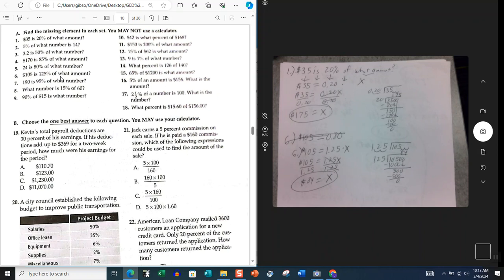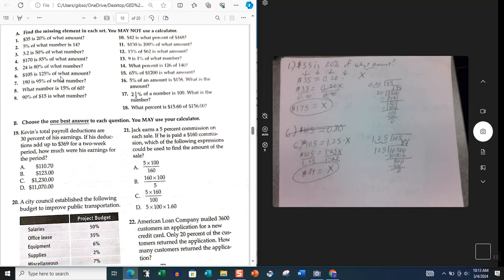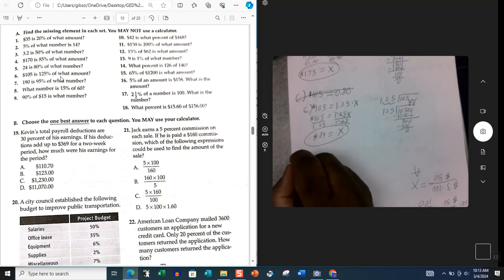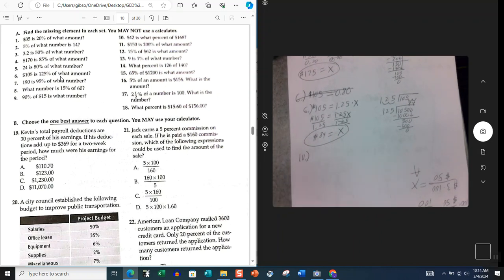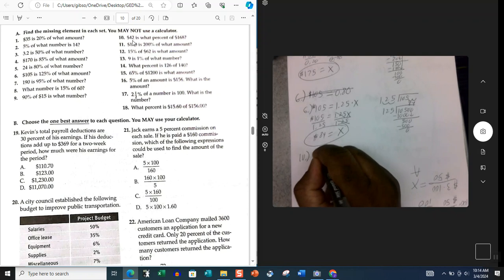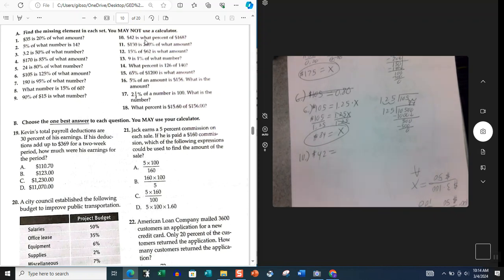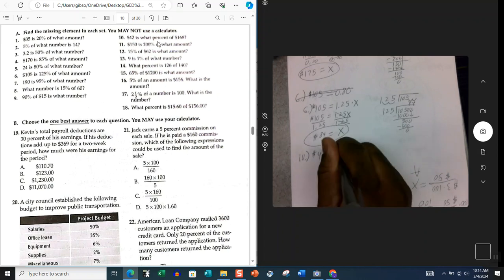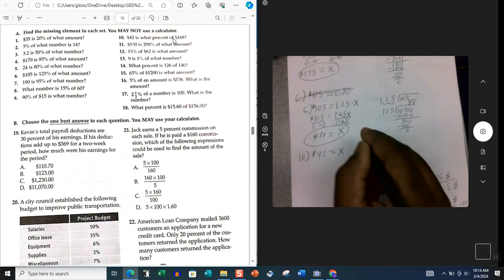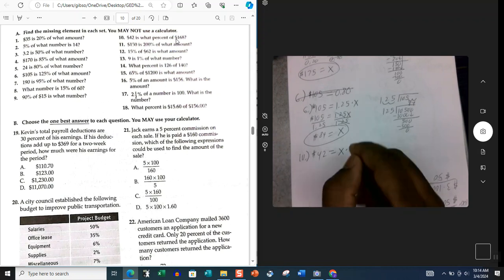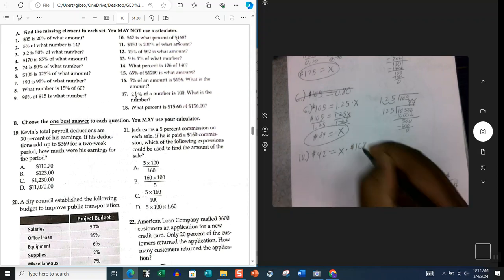Okay, now let's look at problem number 10. With problem number 10, it says $42. So we'll write down our $42. "Is" means equal. "What percent" we know is our x. "Of" means multiplication. And $168 is $168.